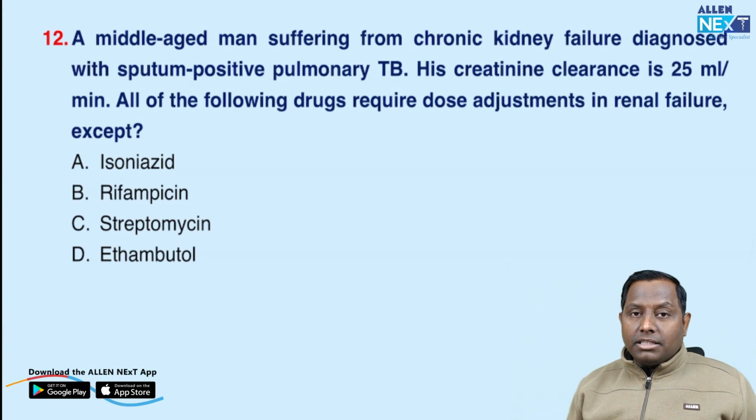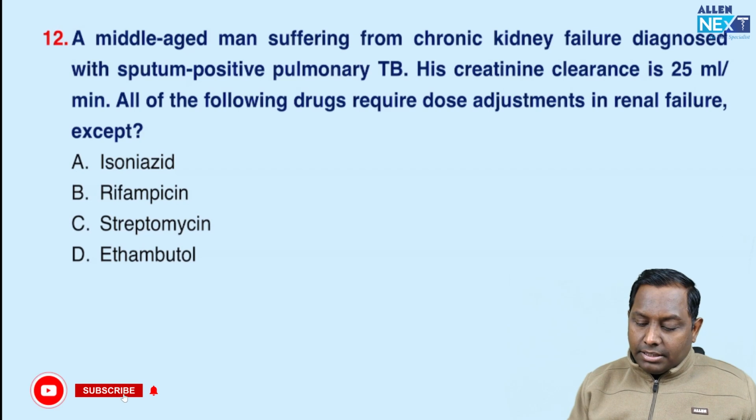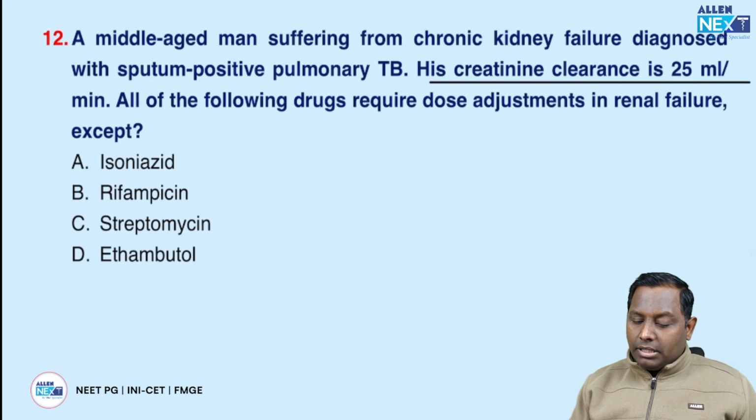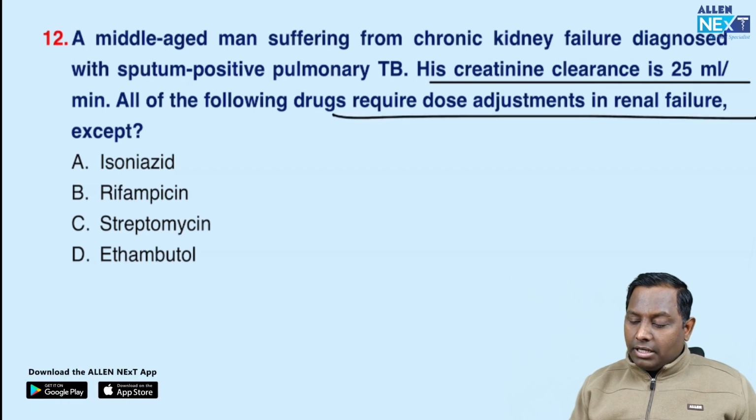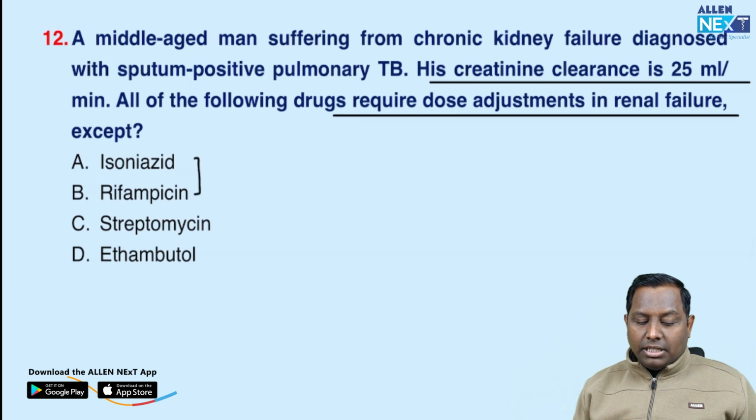A middle-aged man suffering from chronic kidney failure is diagnosed with sputum positive pulmonary tuberculosis. His creatinine clearance is 25 ml per minute, on the lower side. All of the following drugs require dose adjustment in renal failure except. So remember, these two drugs could be the potential answer to this one.